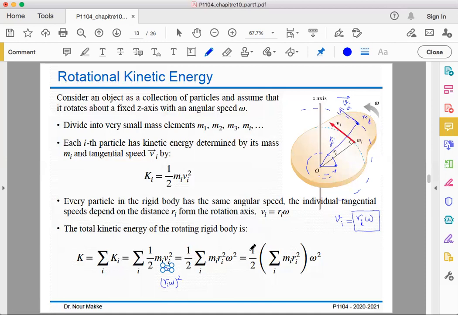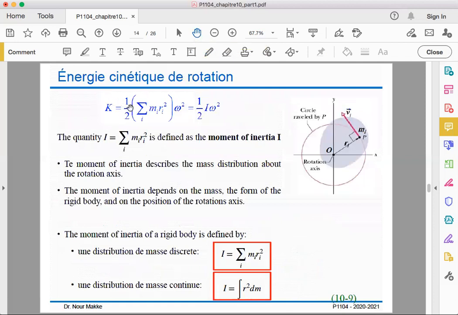Now the half doesn't enter the sum, it's a constant. The omega also doesn't enter the sum because it doesn't have the index i, it is the same for all the particles. So we are left with half, sum over i of mi ri squared, multiplied by omega squared. So this is the kinetic energy for this rigid body when making a rotation about the fixed z axis. And this quantity we call the moment of inertia of the rigid body, as we are going to see in this slide. So the kinetic energy can be written as half I omega squared, and this I is what we call the moment of inertia of the rigid body.